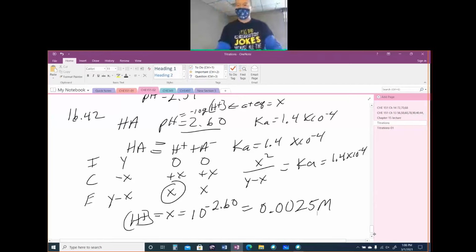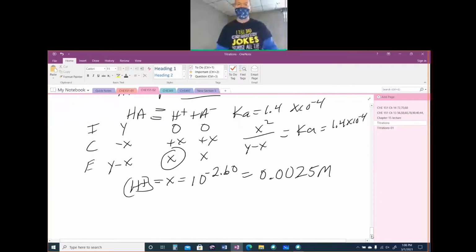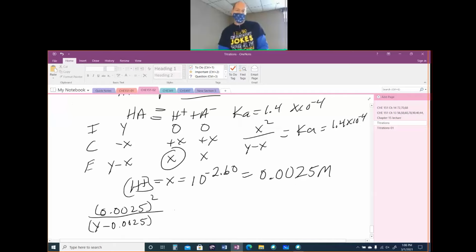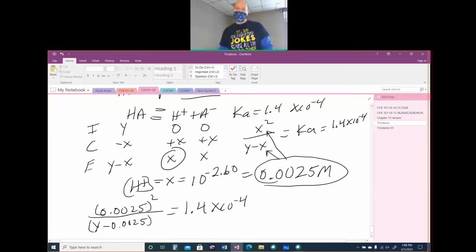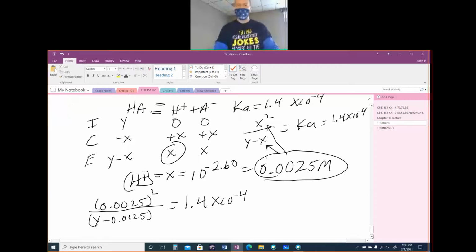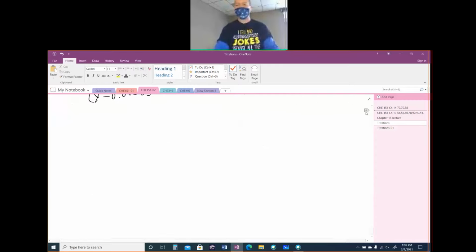So that is your H plus, that is your X, and now we just plug that in and solve for Y. So we have 0.0025 squared. We have Y minus 0.0025. That is equal to 1.4 times 10 to the minus 4. So everywhere where we had an X, here is our X value. That is the H plus, that is the X. We plug it in there, we plug it in there. We have our Ka, we just have Y to solve for. But this again is an algebra equation that we have to solve.